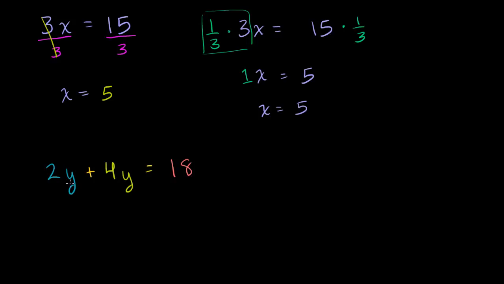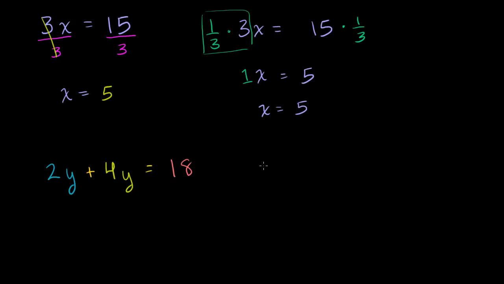You could try them. I say, well, if y was 1, it would be 2 times 1 plus 4 times 1. Well, that doesn't work. But let's think about how to do it systematically. You could keep guessing, and you might eventually get the answer. But how do you do this systematically? Let's visualize it. So if I have 2 y's, what does that mean?